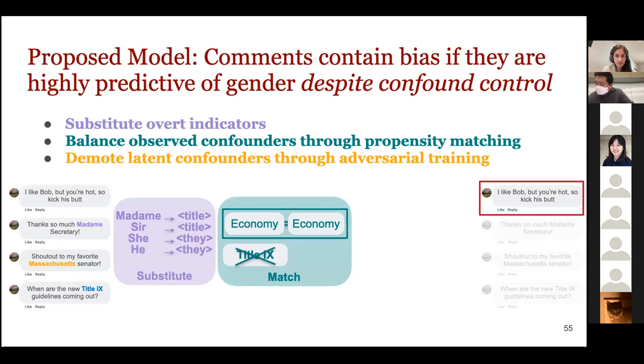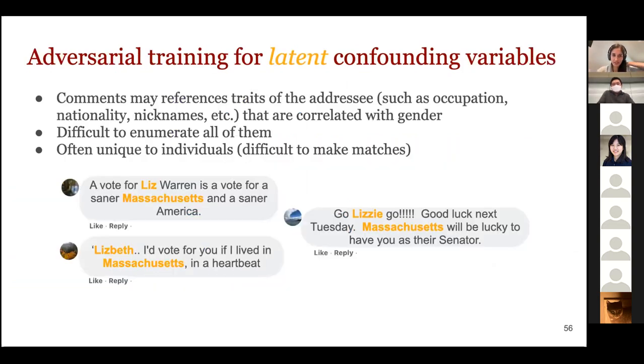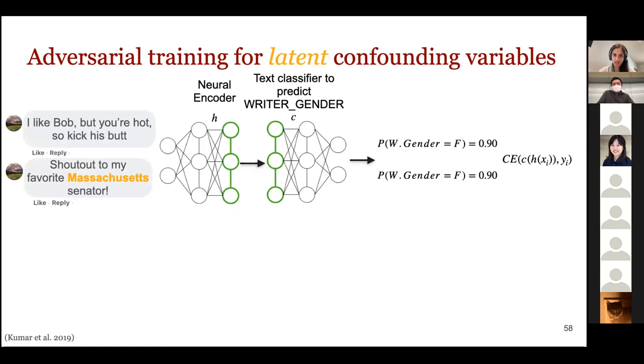The last part of the model, I'm not going to go into a lot of depth here because I think you're going to learn more about this later. The last trait that we aim to control for is characteristics of the people in the conversation other than their gender. And we do this through adversarial training. So we construct a classification model where we train the model to predict the gender of the person that a comment is addressed towards. And then we represent features that we don't want the model to learn as a latent trait vector.